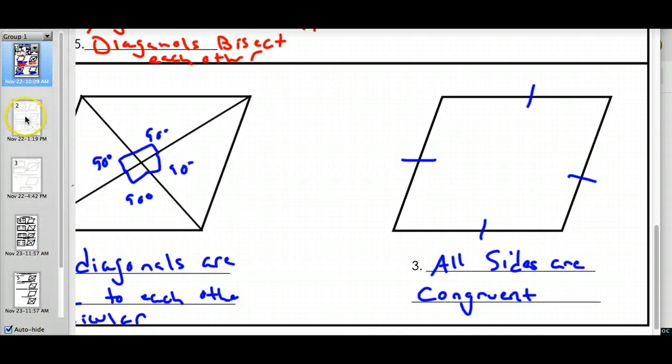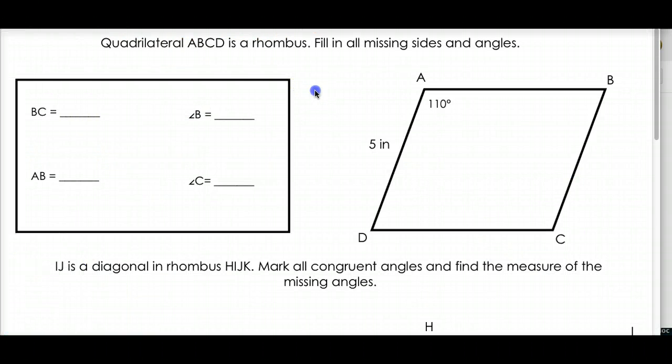All right, let's see if we can use these properties to solve some problems. Starting here: quadrilateral ABCD is a rhombus. Fill in all missing sides and angles. Well, I think we can handle that. Let's start with the angles.